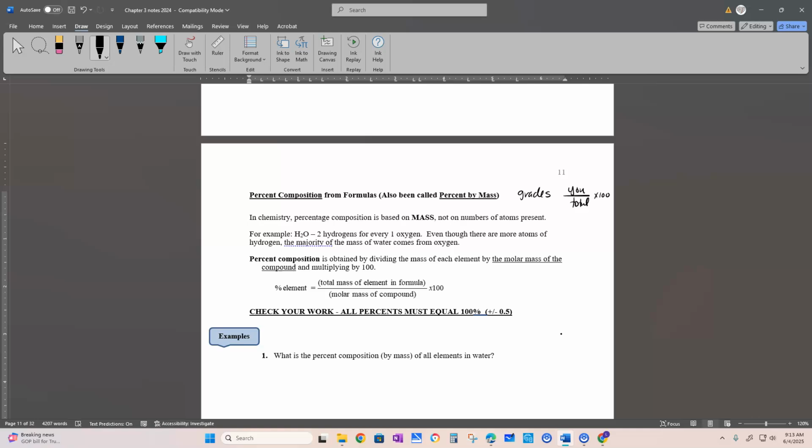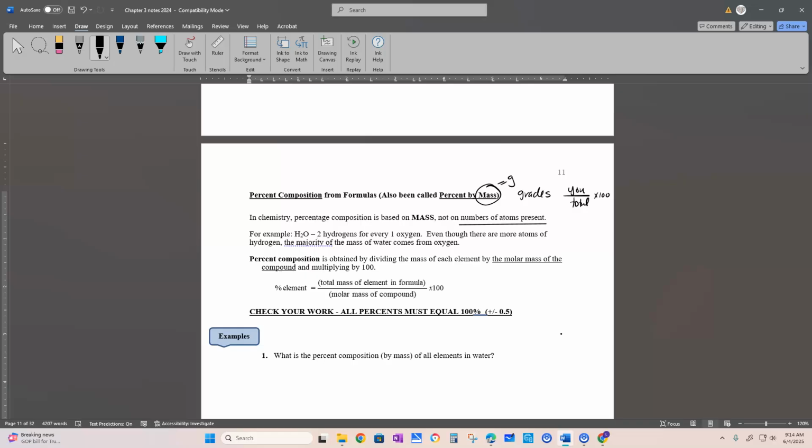It's the same calculation. We're just now using grams. Because it's called percent by mass, we're going to be using grams. Percent composition is based on mass, not how many numbers are present. And I want to make sure you understand this concept. H2O has 2 hydrogens for every 1 oxygen.